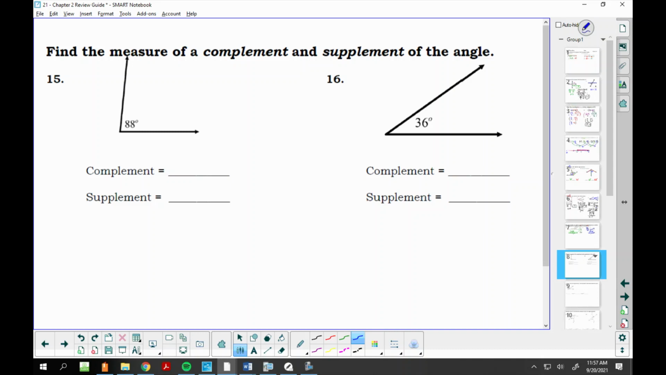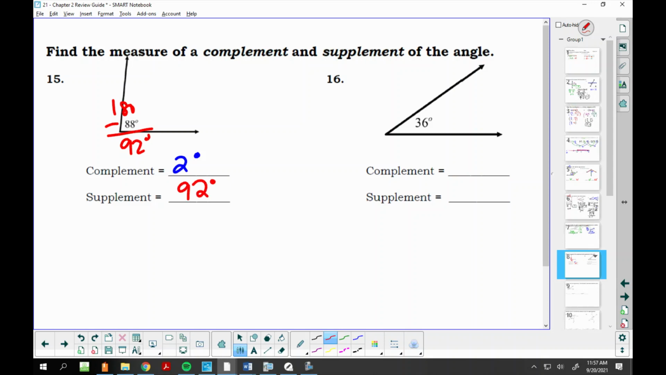All right, complement and supplement. Remember, if I complement you, I'm always right. Okay? Complement means add up to 90. So 90 minus 88 is 2. Okay? Supplement. 180 minus 88 is 92.